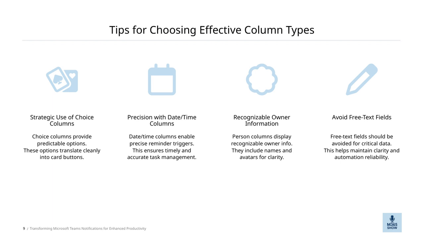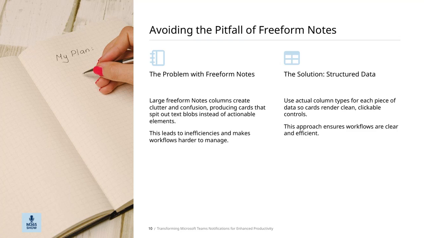Finally, think strategically about choice columns. Offering predefined options creates predictable, consistent choices for your users. Plus, these options translate well into card buttons, making interactions more intuitive and streamlined. So, by selecting the right column types, you're not only improving data quality, but also enhancing automation, clarity, and user experience across your teams. Now, let's talk about avoiding the pitfall of freeform notes.